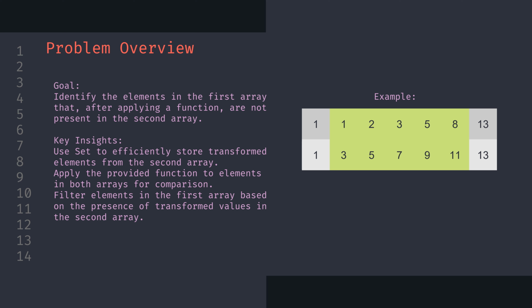The problem is to compare two arrays based on a function applied to the elements and return only those elements in the first array that don't have a match in the second array. This involves creating a set for efficient comparison and filtering the first array accordingly.